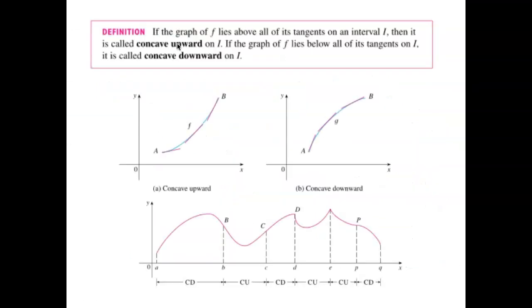So, concavity is this: if a graph lies on top of or above all of its tangents, like this. So if I draw tangents, they would fall below the graph. The graph is considered concave up. And if a graph lies below its tangents, that graph is considered concave down.